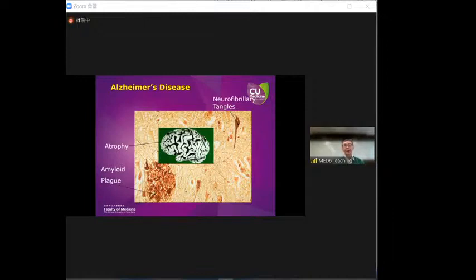And the other feature is neurofibrillary tangles. When we look at the biochemistry, and this structure, what does it look like? Does it remind you of any particular structure of neurons? Which part of neurons is this?